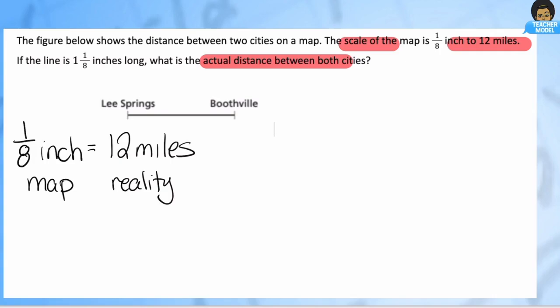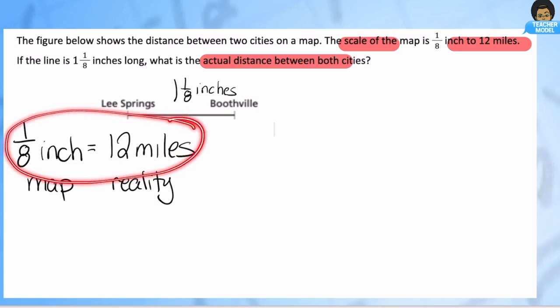So if I'm looking at this line and it represents the distance between two cities, and I will say this is not drawn to scale, so if you try to measure it on the screen, depending on the screen, you're not going to measure it correctly. This represents 1 1/8 inches. So what we want to know is, what is that in real life? Because clearly these two towns are not that close together. So we're going to use that relationship between these two numbers to find the real distance.